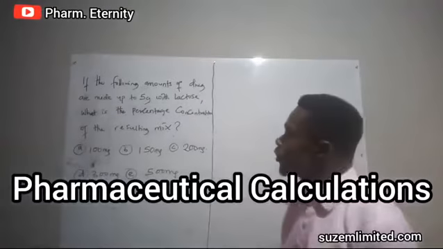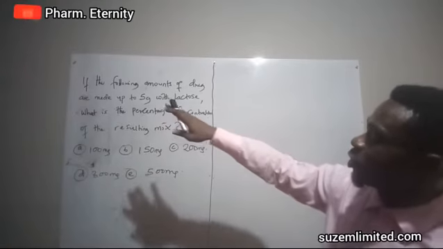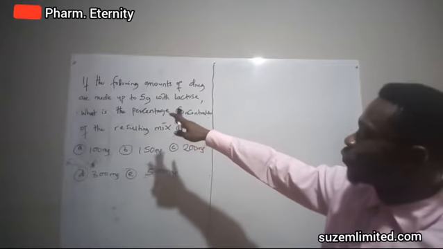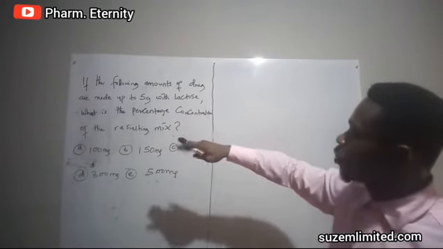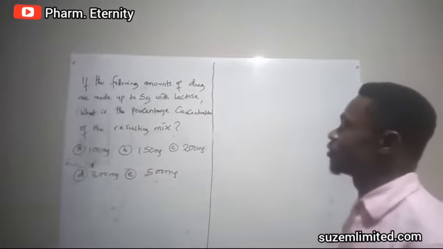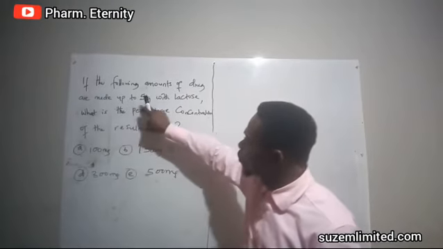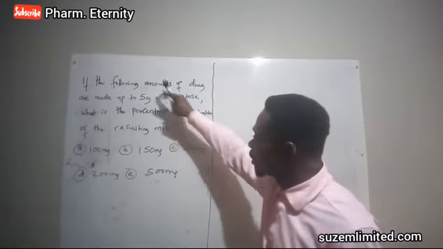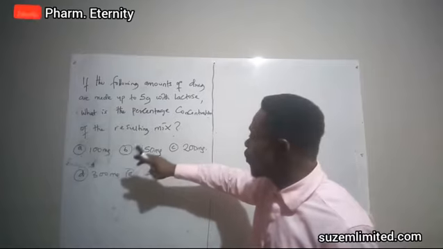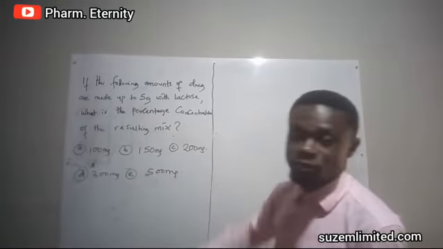Okay, let's go to the next question. This question says, if the following amounts of drug are made up to 5 grams with lactose, what is the percentage concentration of the resulting mix? So we'll take it one by one. If 100 milligram is made up to 5 grams with lactose, what is the percentage concentration of the entire mix? We'll do it for 100 milligram, 150 milligram, 200 milligram, 300 milligram, and 500 milligram.